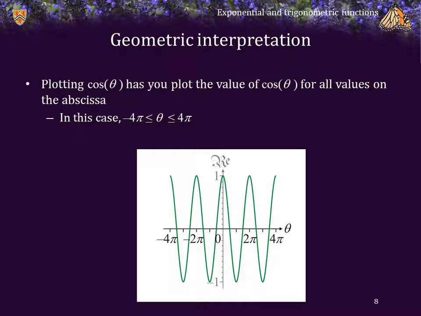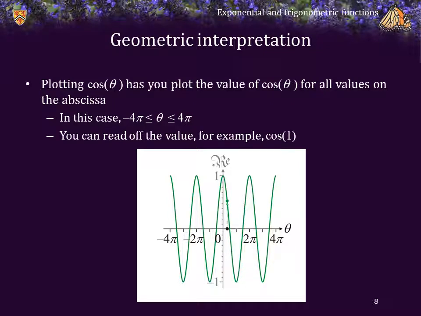Before we can consider the geometric interpretation of the complex exponential, first we must review plotting in general. In secondary school, when you plotted cos of theta, it was up to you to plot the value of cos of theta for all values of theta on the abscissa. In this case, we've plotted cos of theta for all values of theta between negative 4 pi and 4 pi.